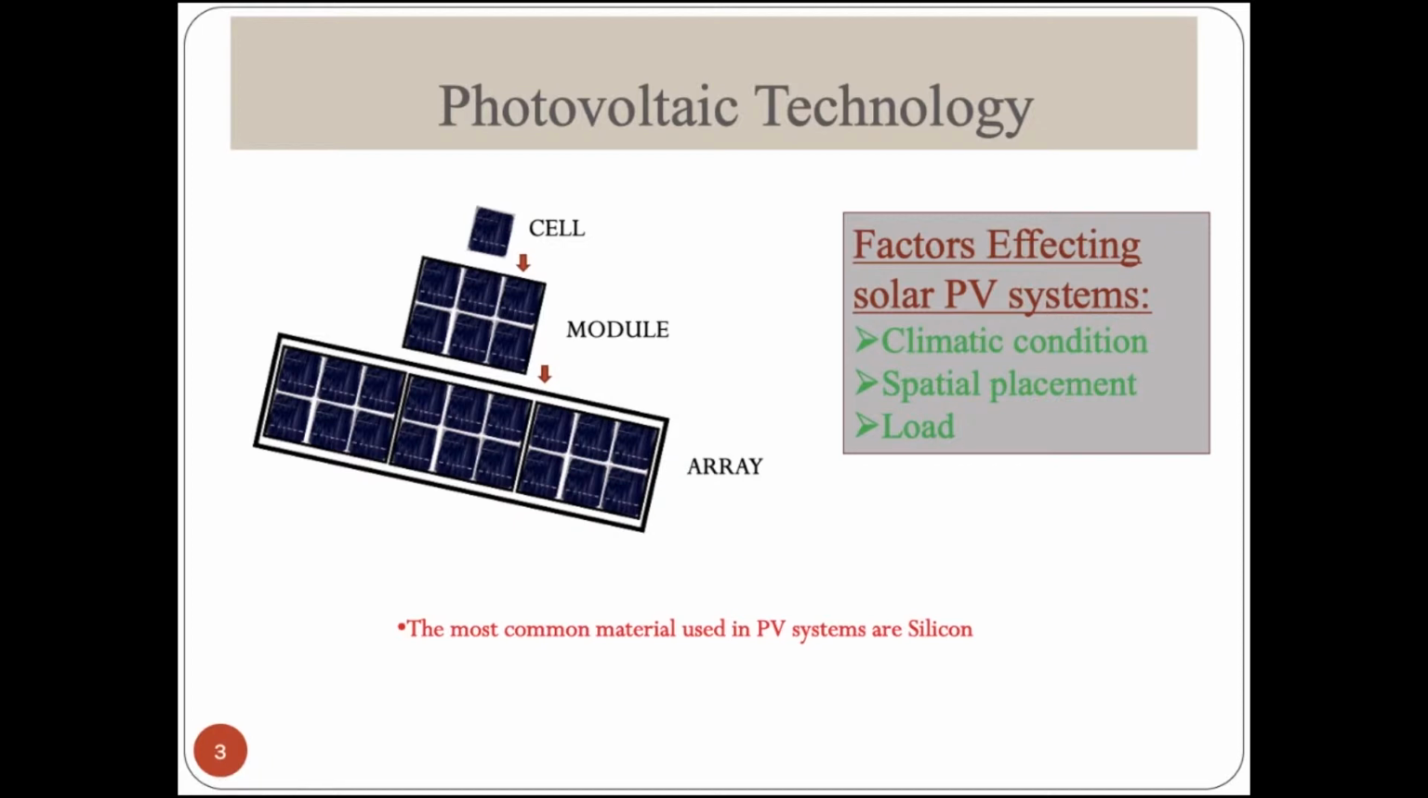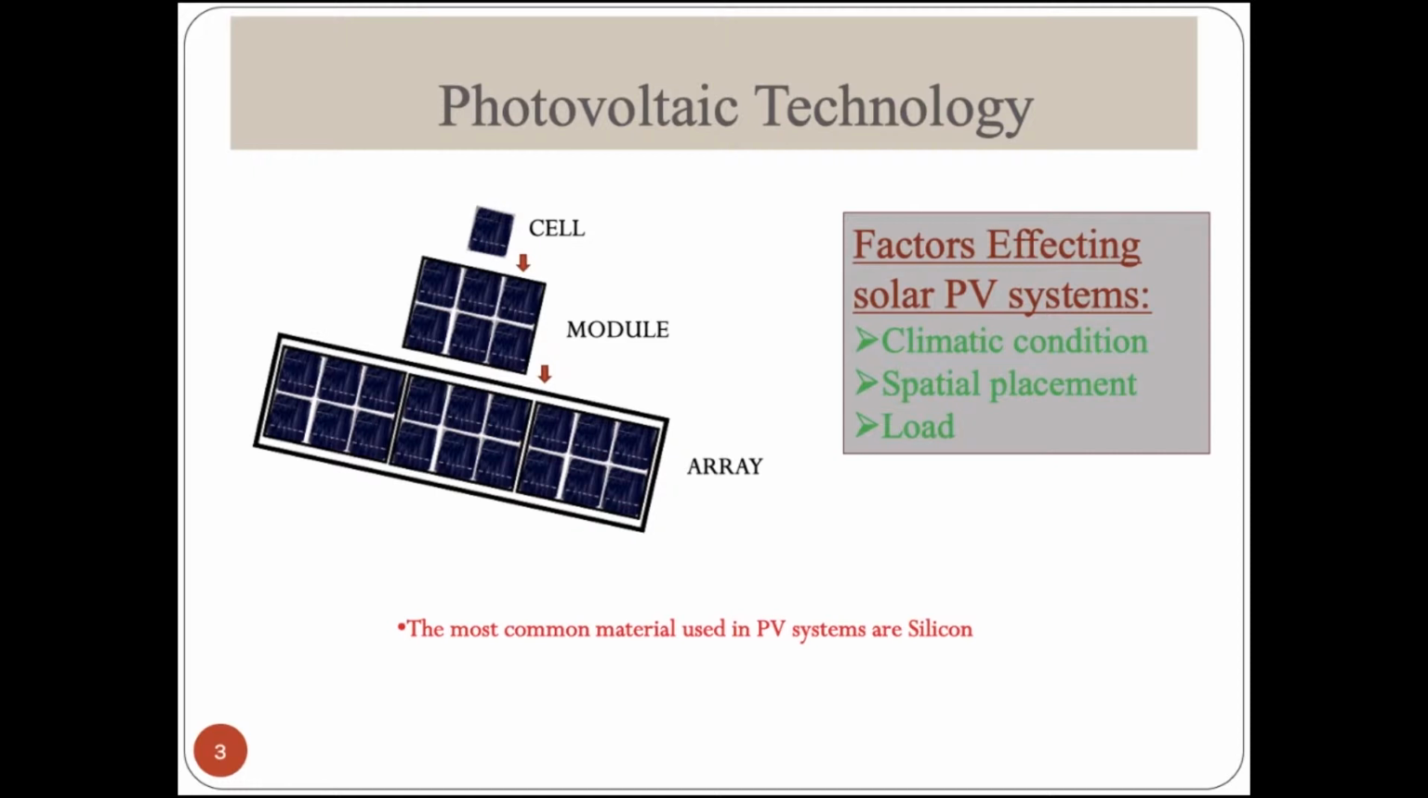Now I'm going to explain what is solar photovoltaic technology. The photovoltaic technology starts from a solar cell. A solar cell converts light energy to electricity. The most common material used in solar PV cells is silicon. The silicon solar cell gives output voltage of 0.7 volt under open circuit condition.